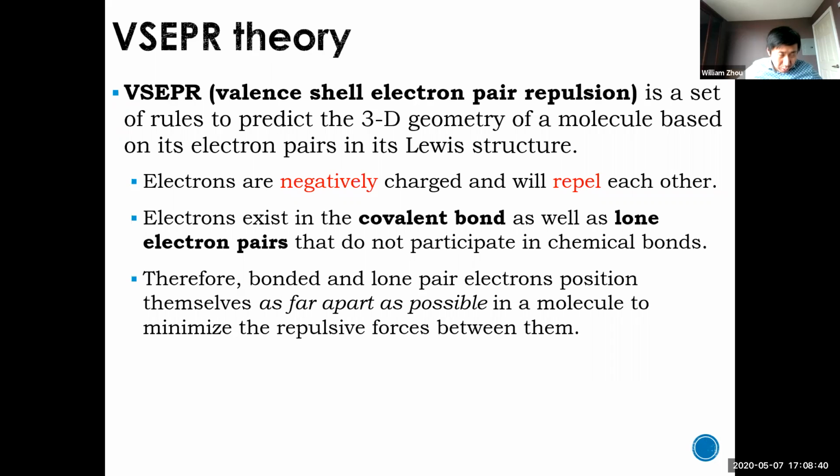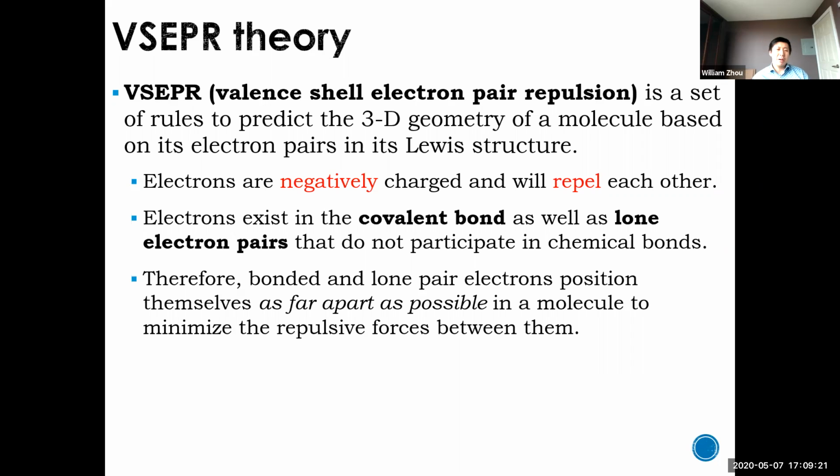We have 3 rules for VSEPR. The first one is that electrons are negative and they will repel each other. They want to be as far apart as they possibly can be. The second one, electrons are either in a covalent bond or as a lone pair that are not in a bond. But either way, they are electrons and they will repel each other, so it doesn't matter. The third one, they will situate themselves to be as far apart from each other as possible to minimize the forces between them. Knowing this, we can predict the geometry of various atoms.